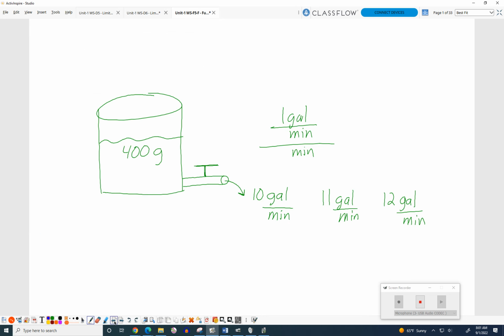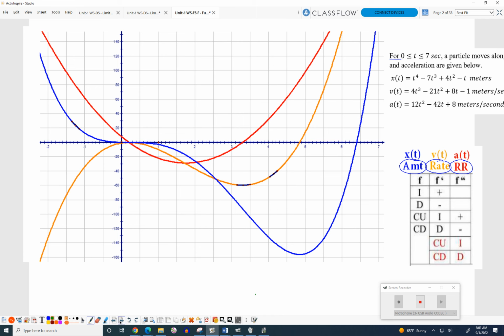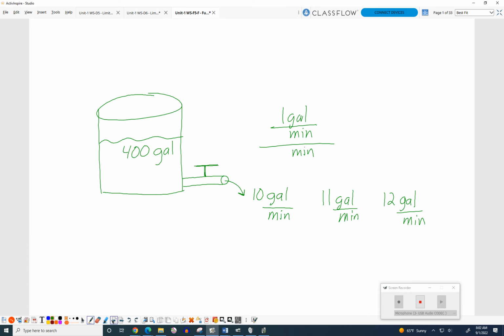If you have a big tank of water, and there's some amount of water in the tank, the amount is self-described. How much water do you have in the tank? I've seen AP problems where the amount is simply the temperature of a room, or the number of bacteria in a dish. It's just a quantity, how many of something. So that's amounts.